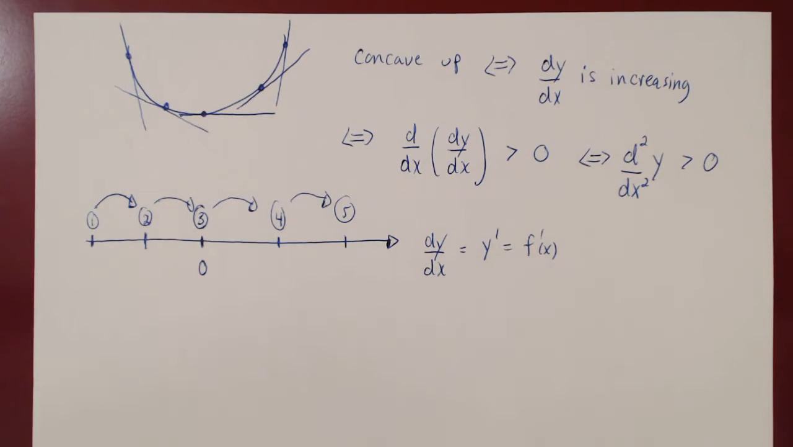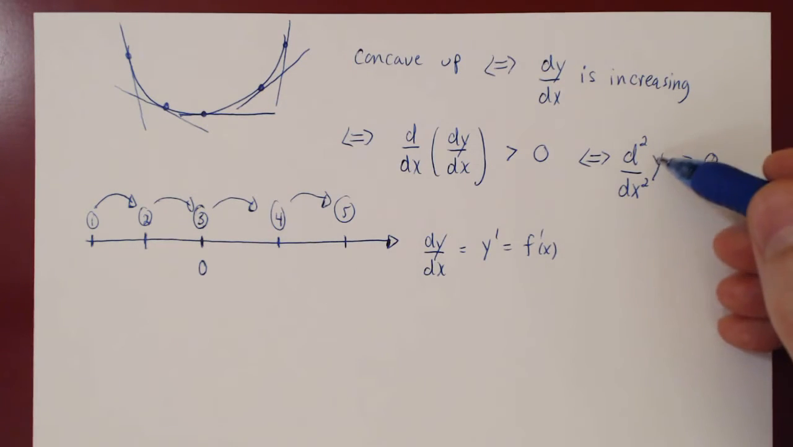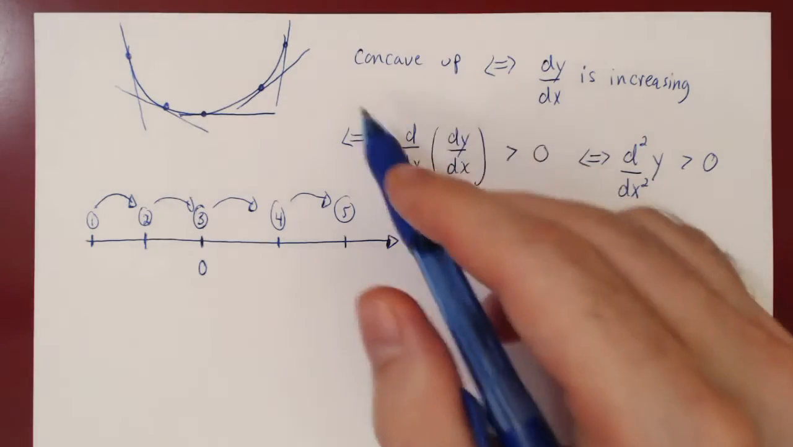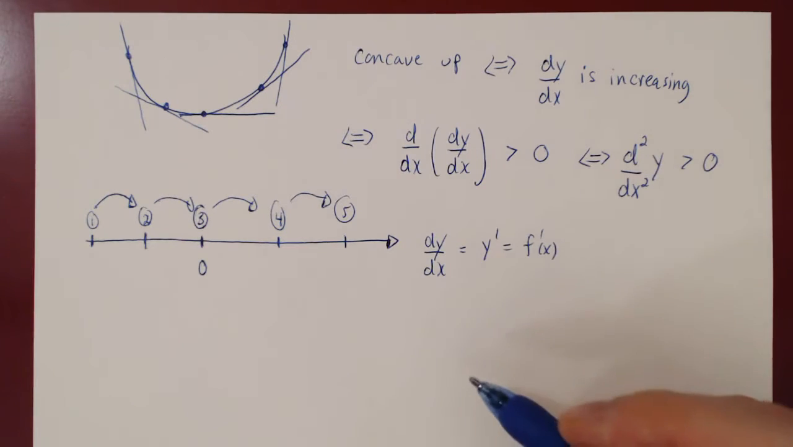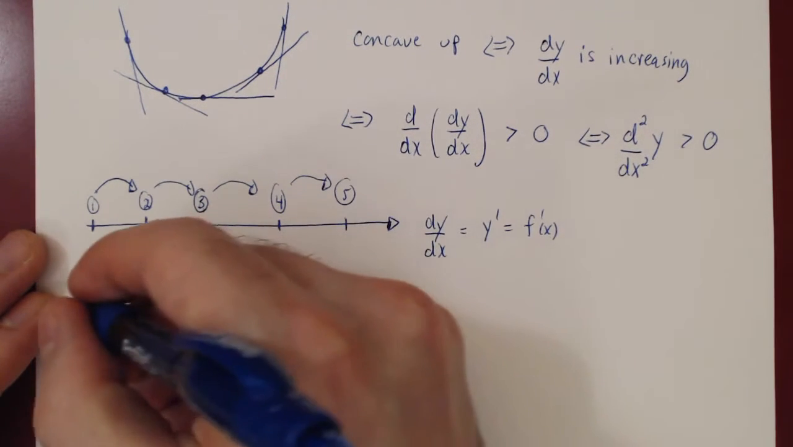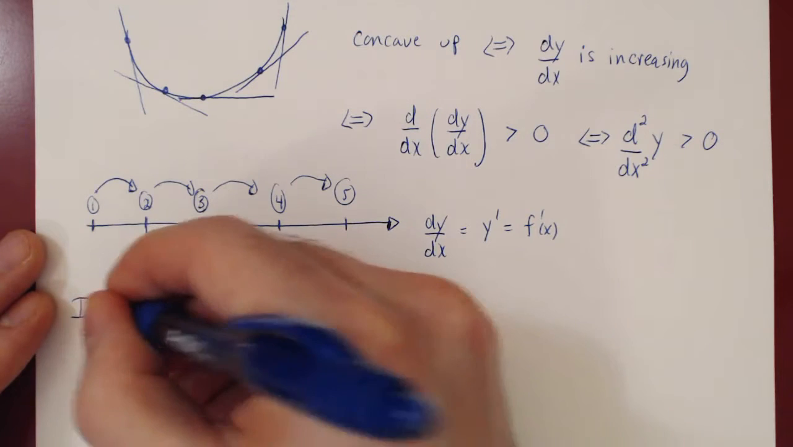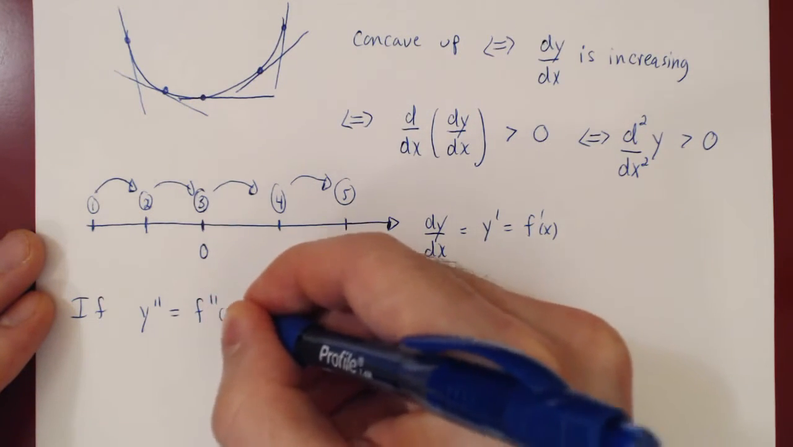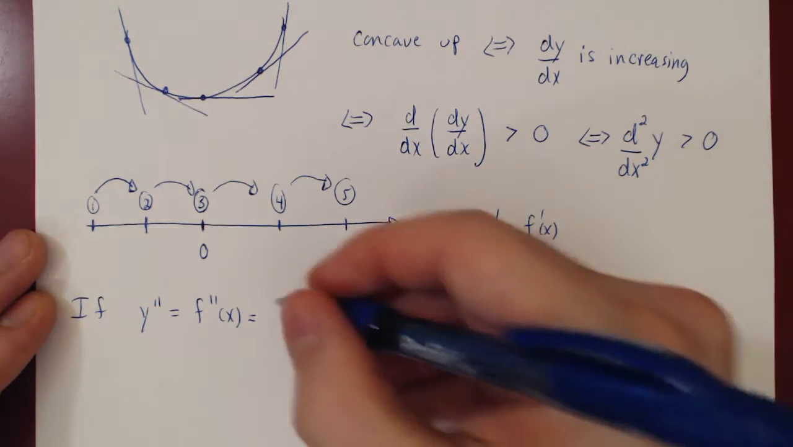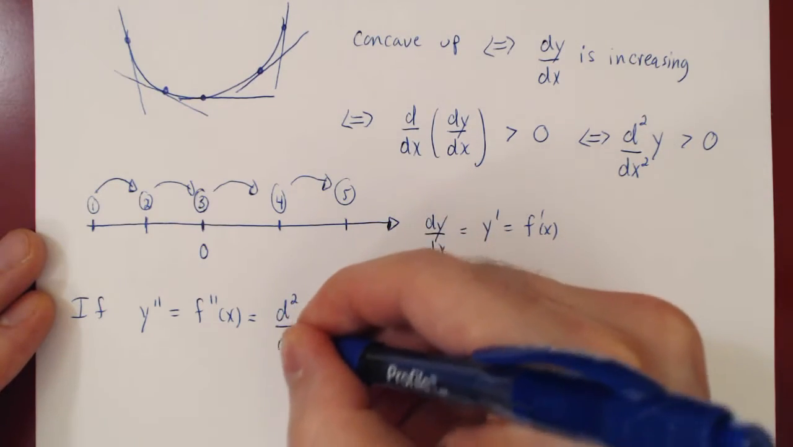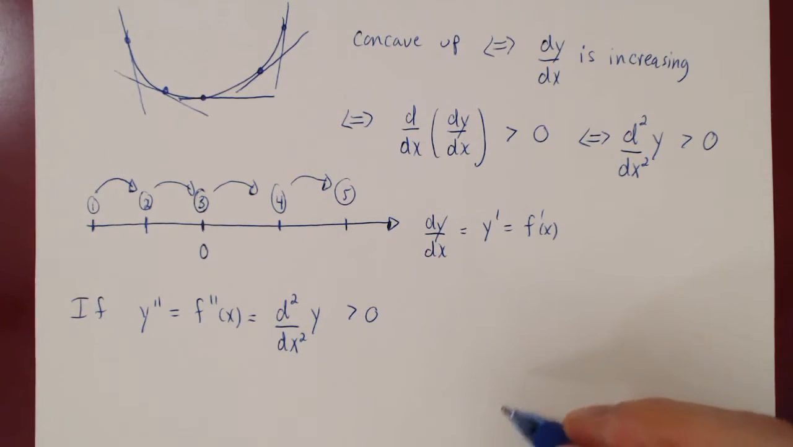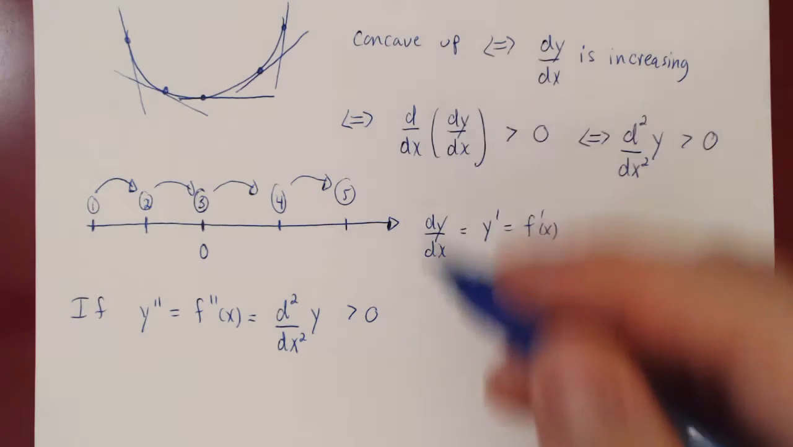And that's it. You see that now, if the second derivative of a function is positive, the curve has to be concave up. So concavity, at least concave up, is given by the second derivative. So if y double prime, which is the same as f double prime of x, which is the same as d squared over dx squared of y, is positive, the curve is concave up.